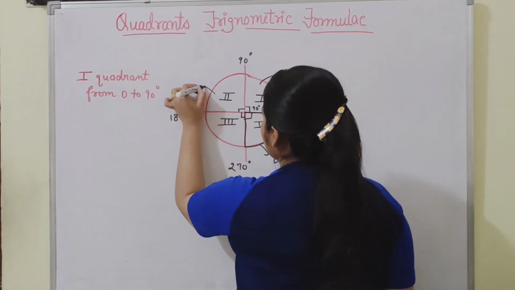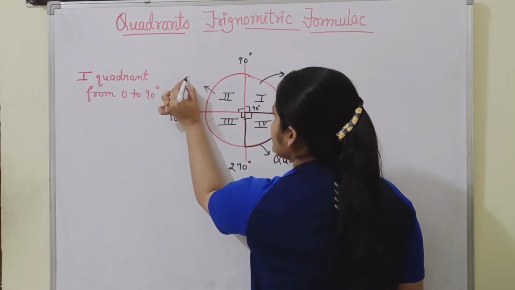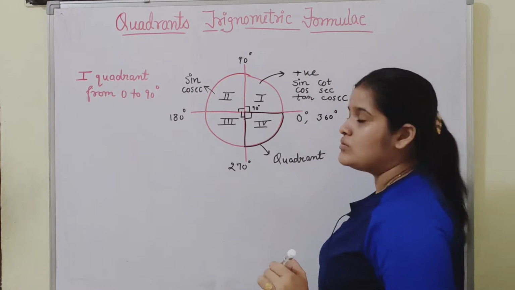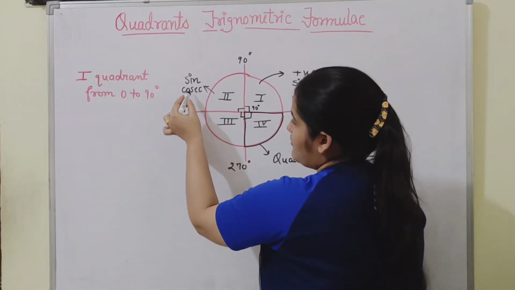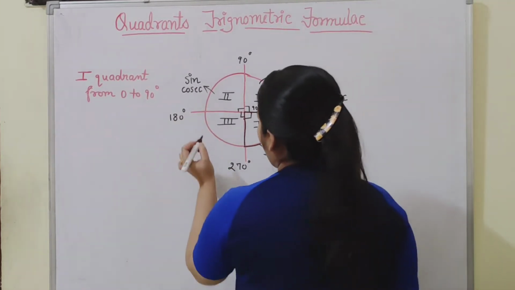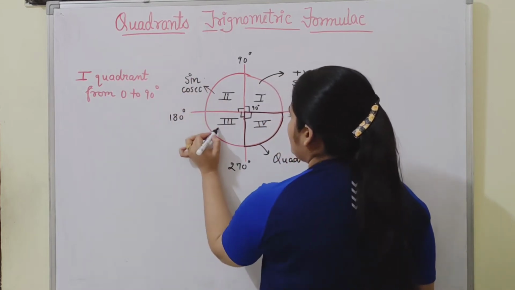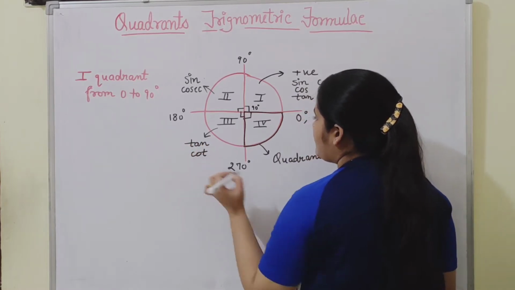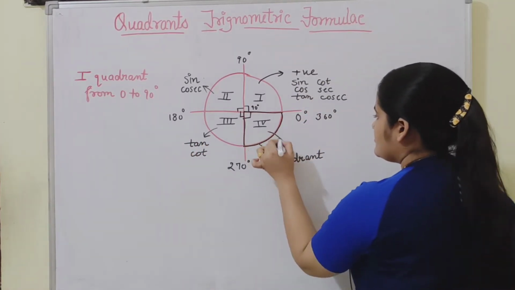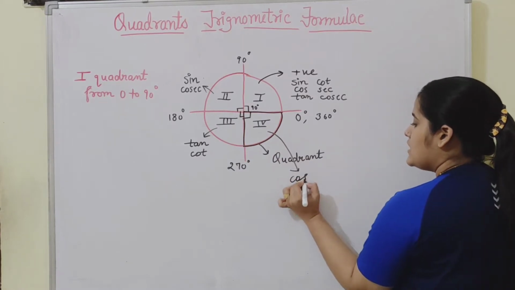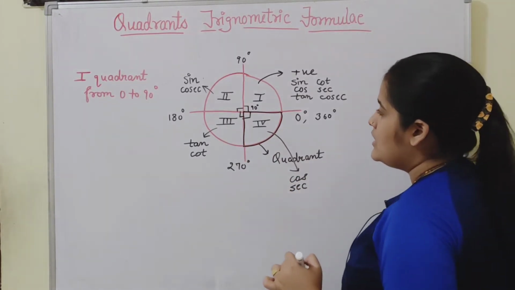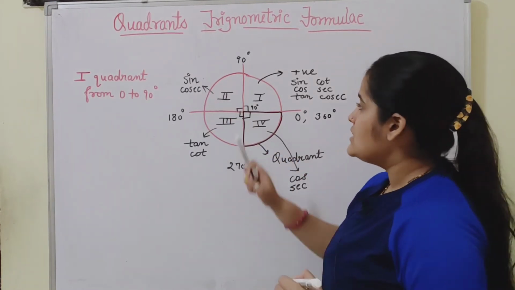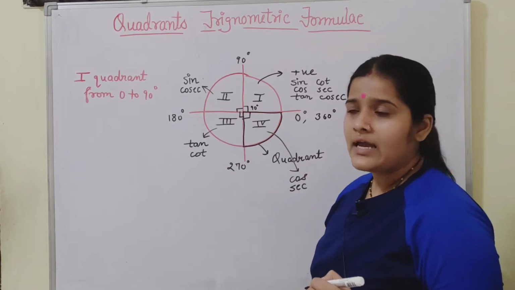And for the second quadrant, sine and cosec have a positive value. Means sine and the reverse of sine have a positive value. And in the third quadrant, tan and cot have a positive value. In the fourth quadrant, cos and sec have a positive value. In each quadrant, only those ratios are positive, means the other trigonometric ratios have negative values.